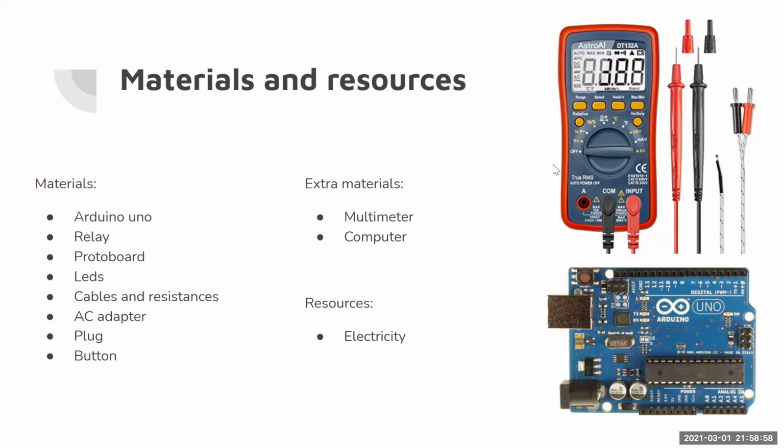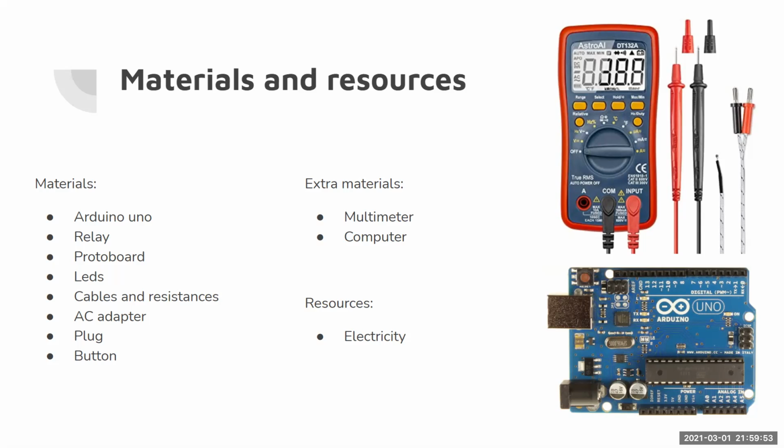Well, for the materials and resources, the materials we're going to be using are an Arduino Uno for the hardware that will support the software and the program that we'll be making, the relay to control the voltage of the current, a protoboard to put all the components in, the LEDs to represent if it is working properly, the cables and resistance to connect everything, an AC adapter to pass the current into another object that will be connected, a plug for the AC adapter, and a button to turn the object on or off.